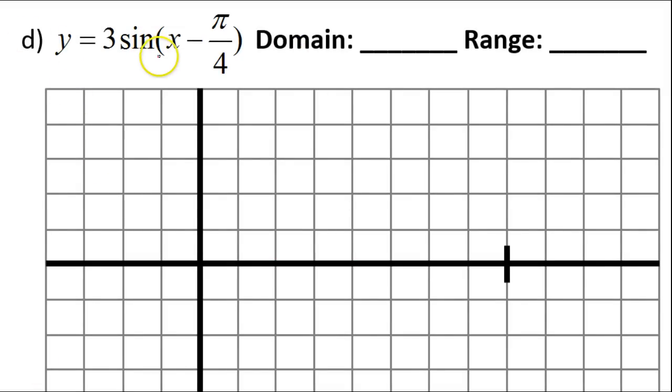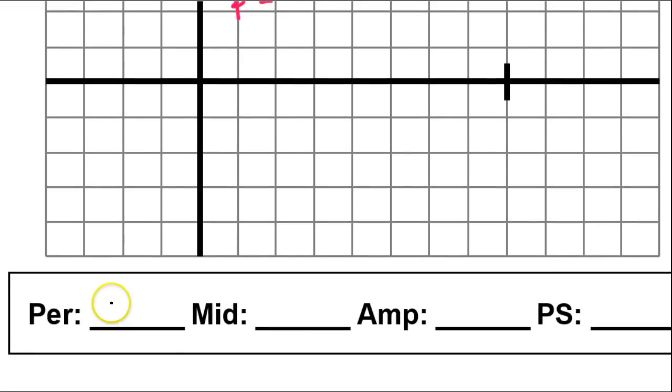Alright, let's look at function d. Now the b value is the number that's right here. The b value is 1. The reason why I need that is to find the period, which is what I always do first. And the period is 2 pi divided by that b value. So that means the period is going to be 2 pi, since the b value is 1. So we can write that down right here. So the period is 2 pi.